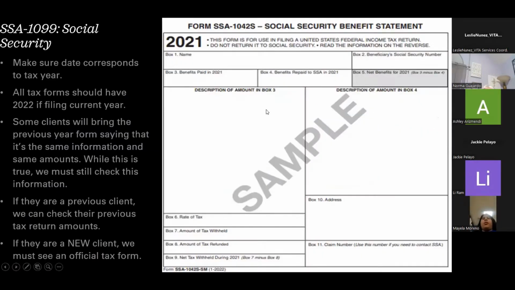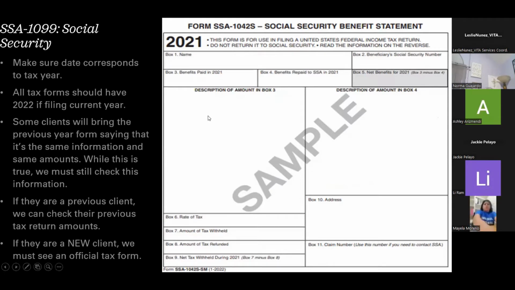Okay. On this form, we're going to make sure that the date corresponds to the tax year. All the tax forms should have 2022 for the current filing year. Some clients will bring the previous year, saying it's the same information with the same amounts. Sometimes that can be true, but we still have to check the information to make sure that everything is accurate and the same.